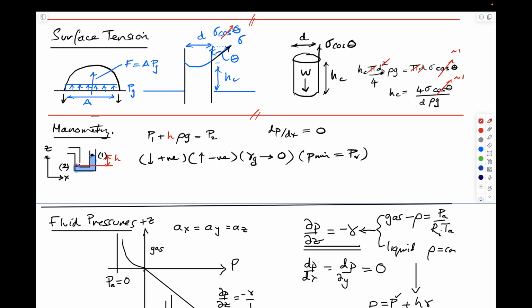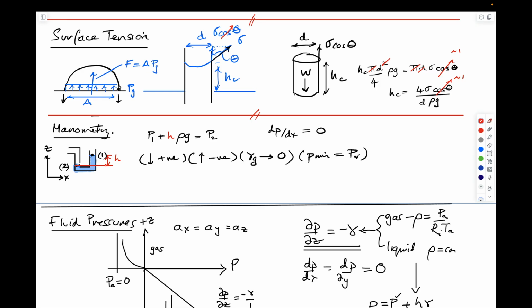If you cancel the terms that repeat, you end up with a magnitude of the height rise, which is given by 4 times the interfacial tension, over the diameter of the tube and the unit weight of the fluid. Hc increases with increasing surface tension, and increases with reducing capillary diameter. So we know those.